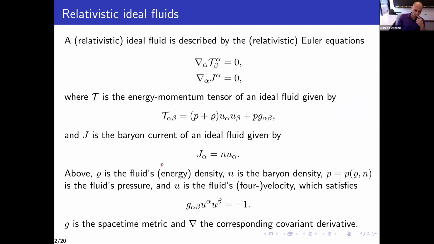And my notation is as follows. Rho is the fluid's energy density, or sometimes I say simply the density. N is the baryon density, and P is the pressure. The pressure is given by an equation of state, which means that there is a known function of the density and the baryon density, and which function you choose depends on the nature of the fluid. U is the fluid's velocity, which is a time-like vector field normalized to unity, and G is the space-time metric. The space-time metric can be given if you are working on a fixed background, or you can consider coupling these to the Einstein equations. Nabla is just the covariant derivative.